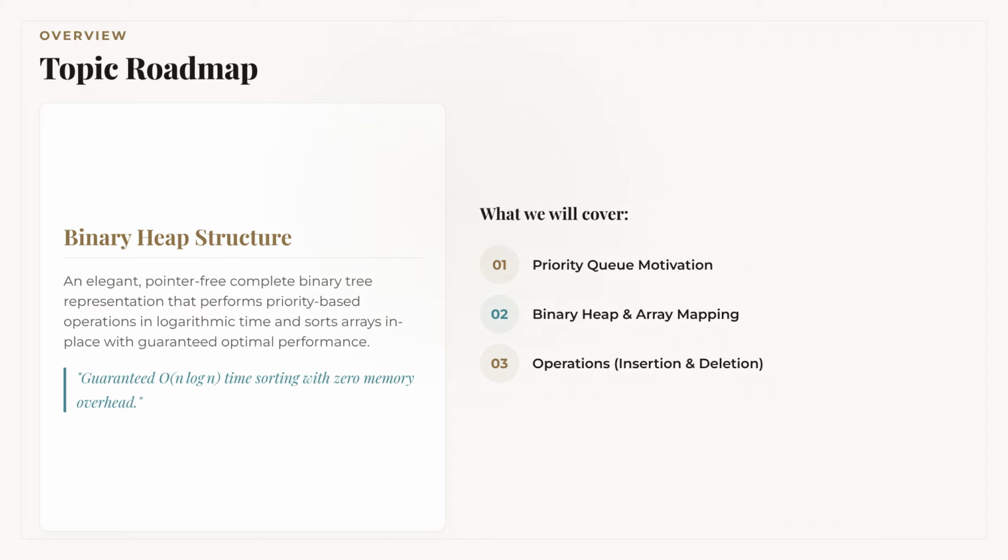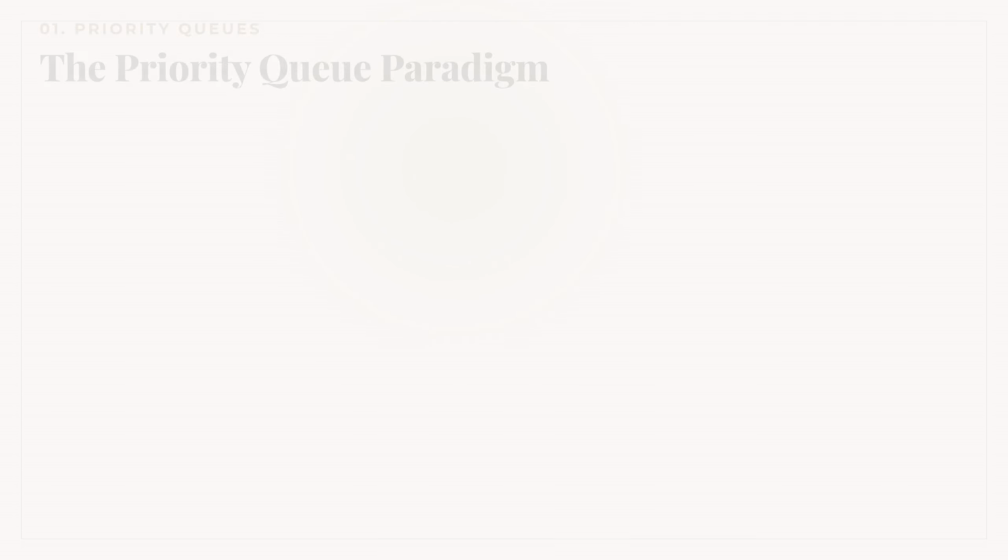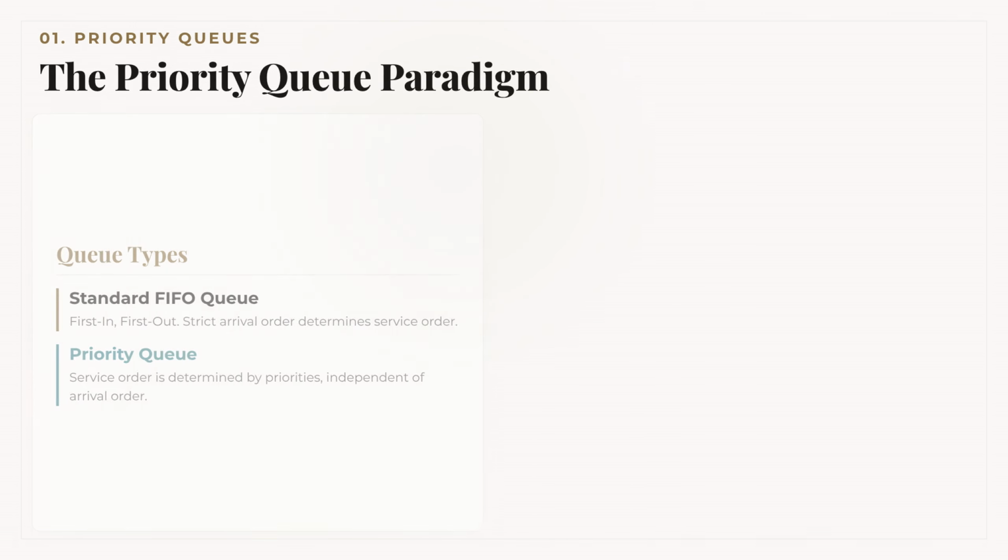We will cover the core concepts of priority queues, the heap structure, and its array mapping, the operations of insertion and deletion, linear time heap construction, and a step-by-step trace of the Heapsort algorithm. Let us begin with the concept of a priority queue.